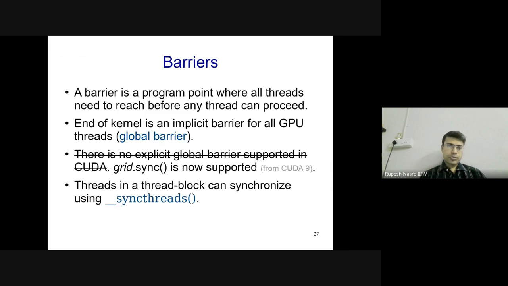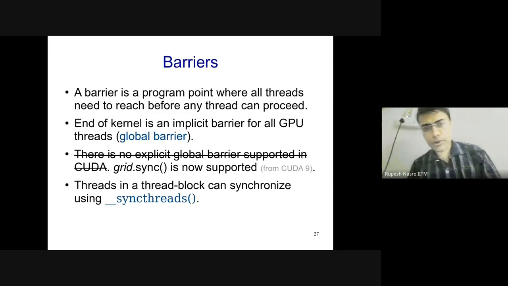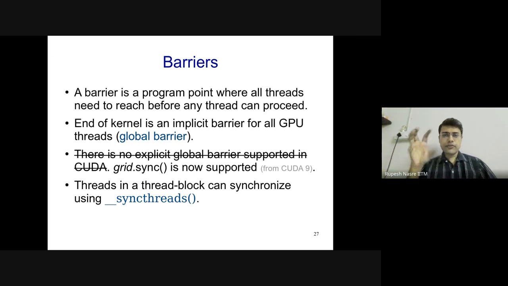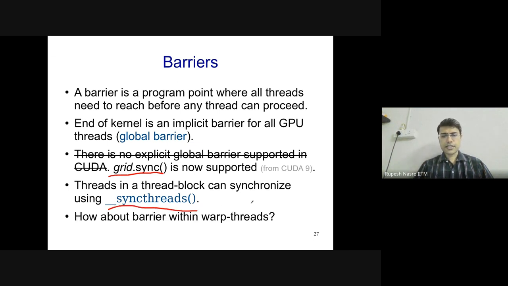Okay, let's come to the barriers part. So a barrier, we said, is a program point. So we all are going to Europe, and then we sync up at Delhi, and then go further from there together. So a barrier is that program point where all the threads need to reach before any thread can proceed. End of a kernel is an automatic barrier, because all the GPU threads must finish there. Earlier there was no global barrier, but now there is a grid.sync available, which you can use as a global barrier. Within a thread block, also there is a possibility of a barrier, which is called __syncthreads, as we were discussing.